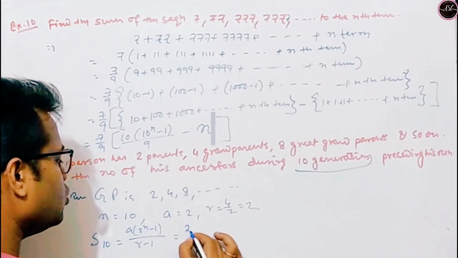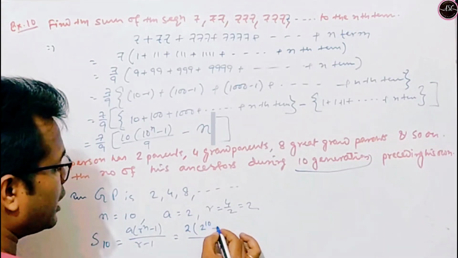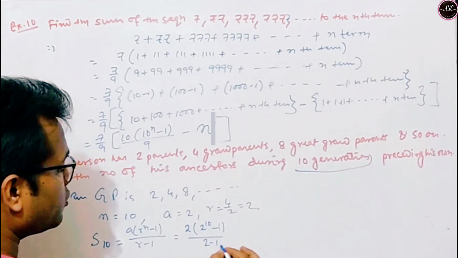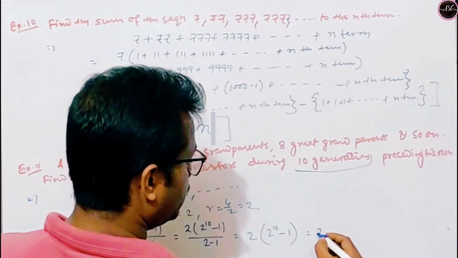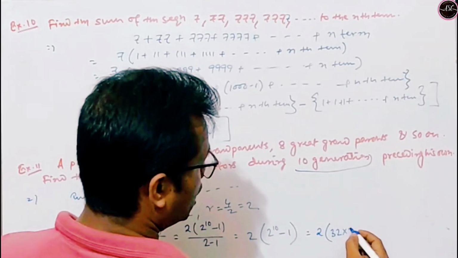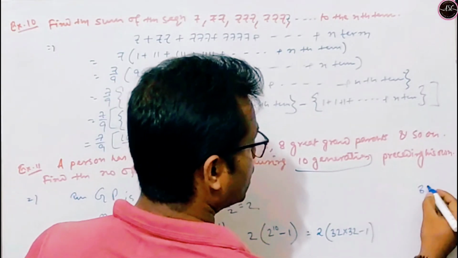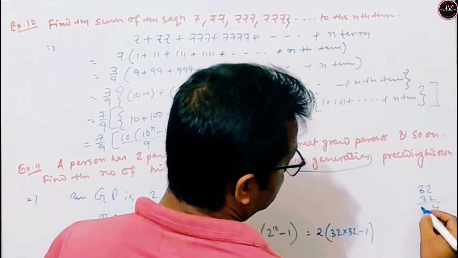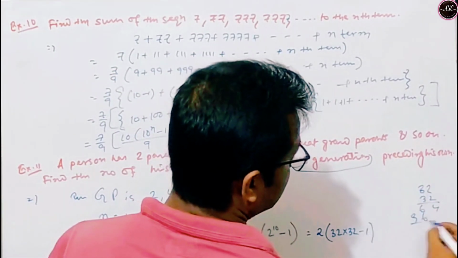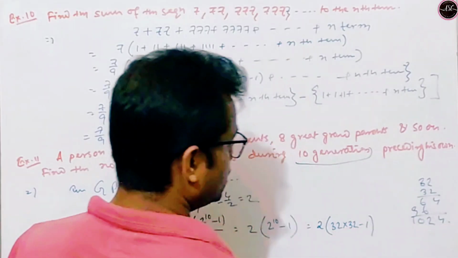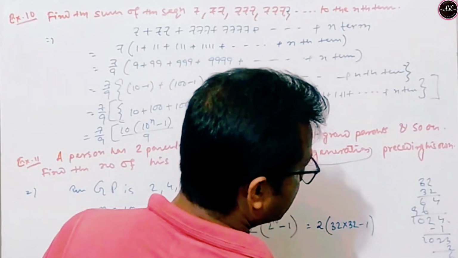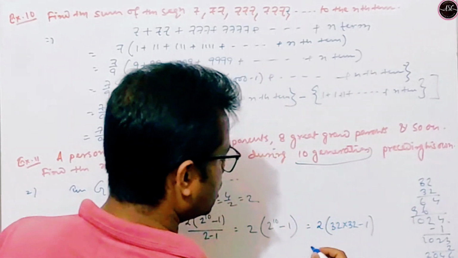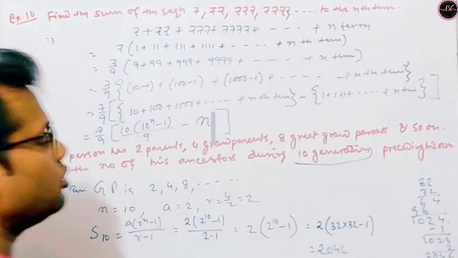So here a equal to 2, r equal to 2, so 2 into 2 to the power 10 minus 1 divided by 2 minus 1. That means 2 into 2 to the power 10 minus 1. 2 to the power 10 equal to 1024, minus 1 equal to 1023, into 2, that means 2046 will be your answer.